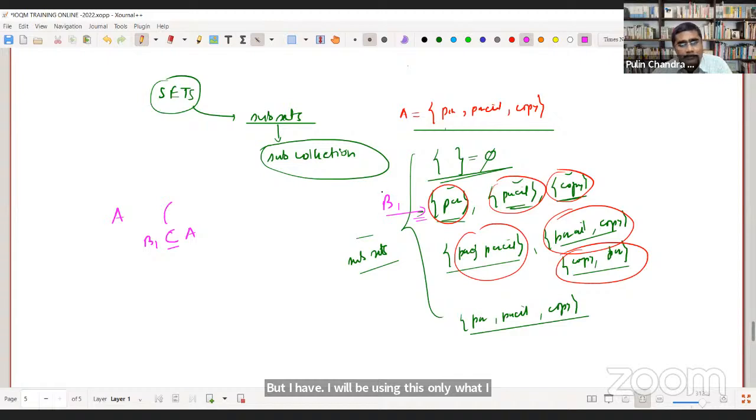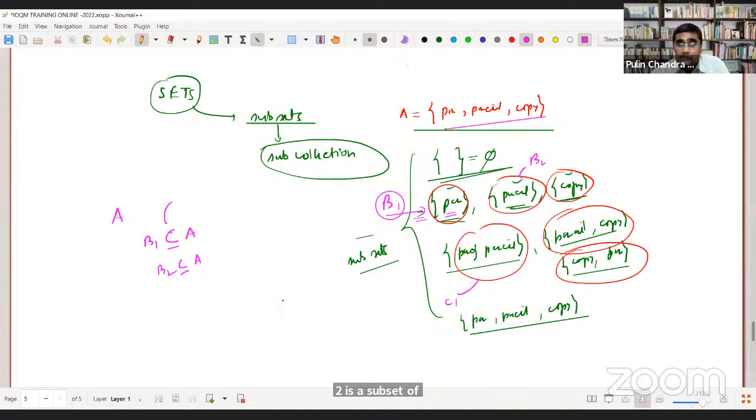Whenever I find that B1 is a subset, subset कब होगा? जब B1 का सारे एलिमेंट ओरिजिनल कलेक्शन से लिया जाएगा, एक्स्ट्रा एलिमेंट नहीं रहना चाहिए, तब हम क्या बोलेंगे? इट इज ए सबसेट ऑफ ए. सो ठीक उसी तरह से इसको अगर मैं B2 बोलता हूं, then I'll be writing B2 is a subset of A. Similarly, if I name this as say C1, then C1 is a subset of A.